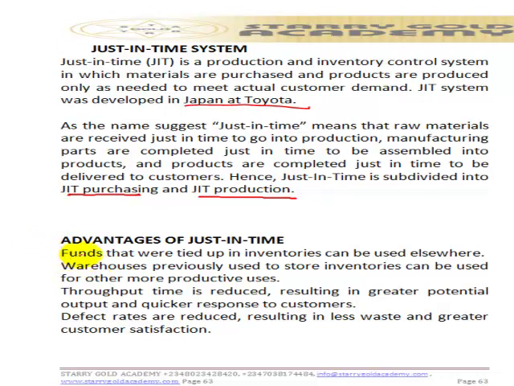Now, the advantages are that funds that were tied up in the inventories can be used elsewhere. Warehouse space previously used to store inventories can be used for other more productive uses. Throughput time is reduced, resulting in greater potential output and quicker response to customers. Then defect rates are reduced, resulting in less waste and greater customer satisfaction.